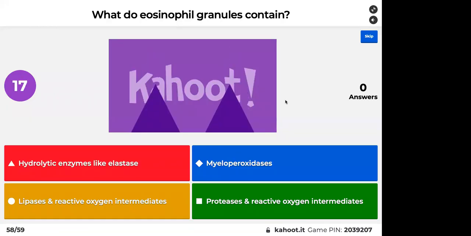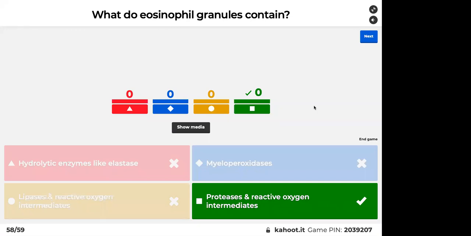Yep, so what do eosinophil granules contain? Just have a think about this one. Correct answer is the green. Big clue there is that the yellow and green seem similar, so at least you could have got a 50-50 chance of getting that right if you figured out the trick.